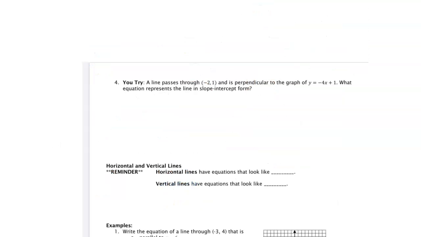Example number 4 is another you-try problem. A line passes through (-2, 1) and is perpendicular to the graph of y equals -4x plus 1. What equation represents the line in slope-intercept form? Once again, pause your video and try the problem.